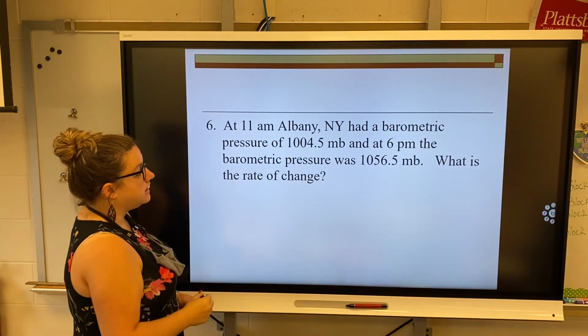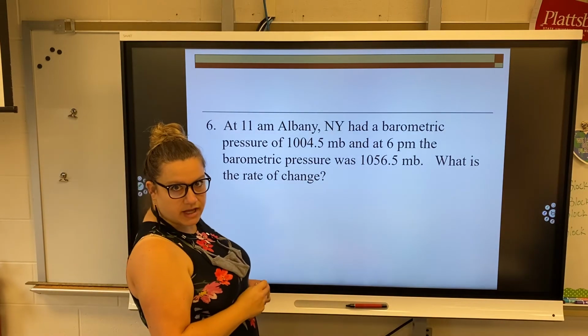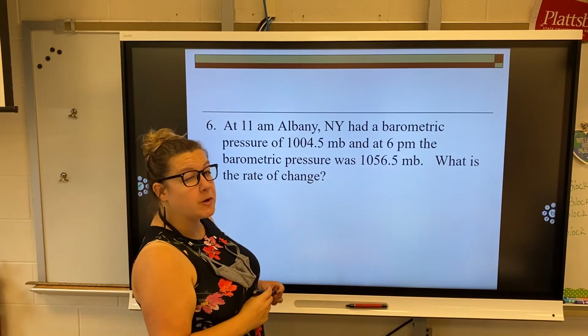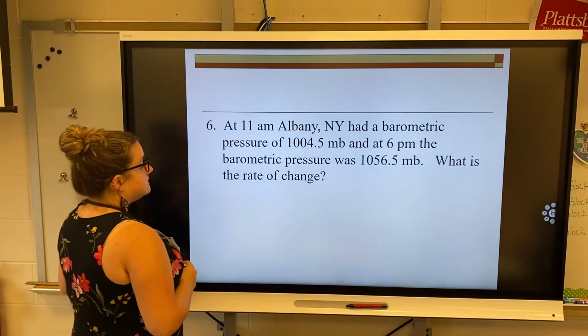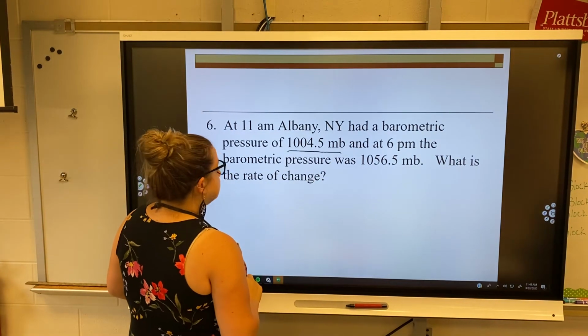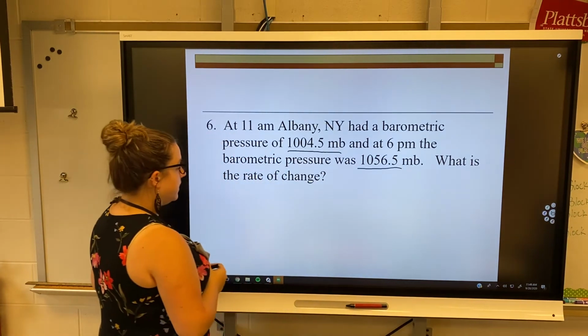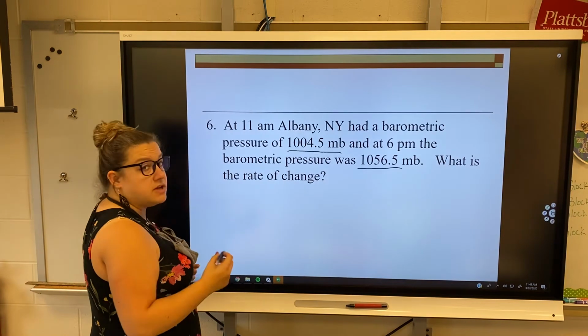Now, 11 a.m. in Albany had a barometric, ooh, we've changed it up a little bit. We're not using temperature. We're going to talk about barometric pressure. So it has a barometric pressure of 1,004.5 millibars, and at 6 p.m. the barometric pressure was 1,056.5 millibars. What is the rate of change? So nothing's going to change.